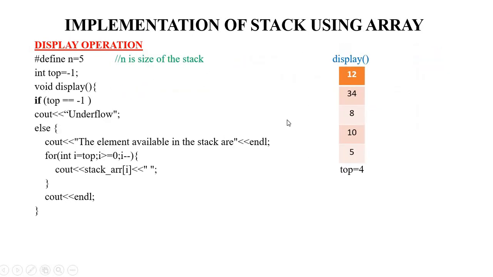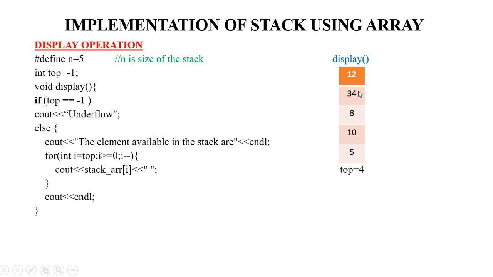Now look at the display operation. How to perform the display operation? Obviously, if you want to display, we should check for the underflow condition. If there is nothing in the stack, we cannot display. So if top is equal to -1, we have to display underflow. Else, we have to display from the top value. i is equal to top.